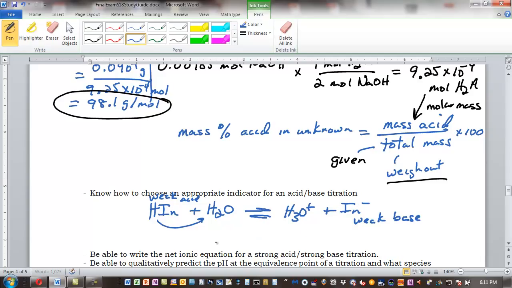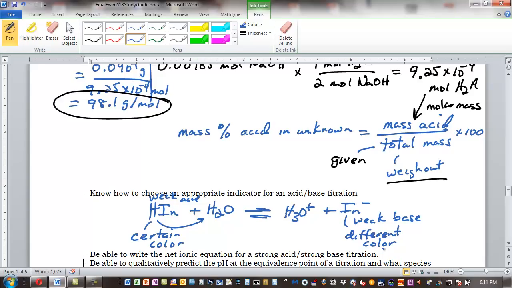It turns out that the acid part of the indicator has a certain color. Or maybe not. Phenolphthalein is a colorless acid, but a certain color. And then the weak base part of that indicator has a different color. So an indicator is really just a weak acid and its conjugate base, but they have different colors in solution.